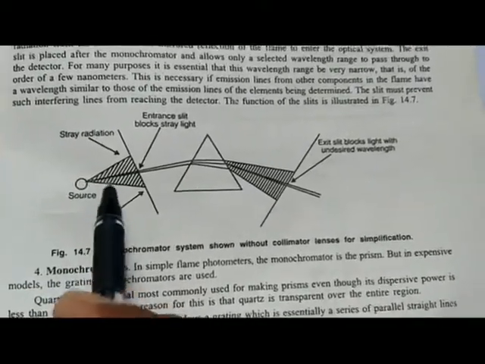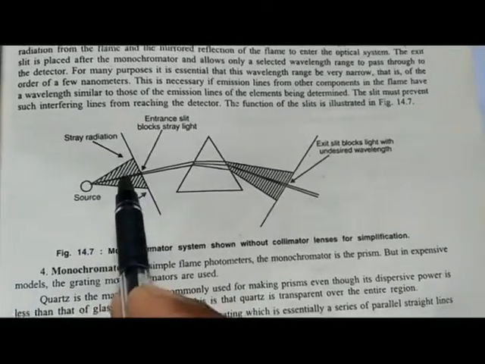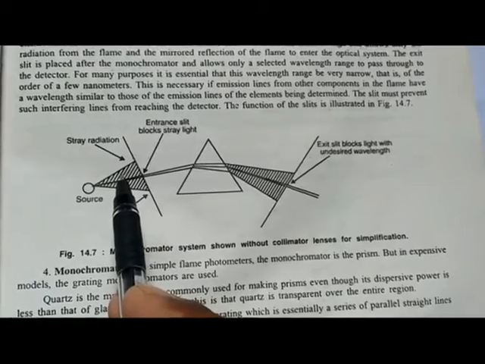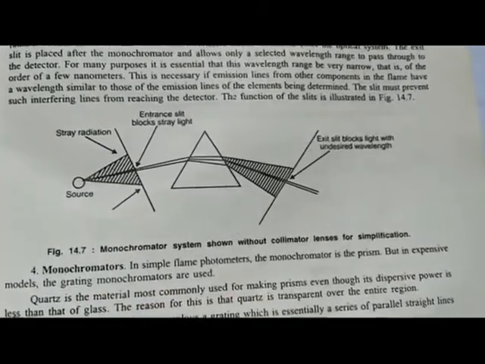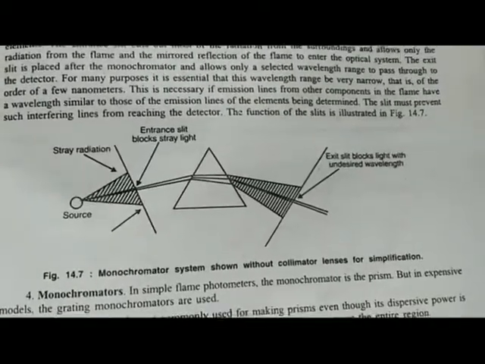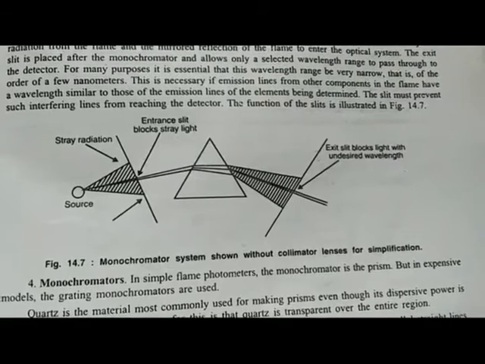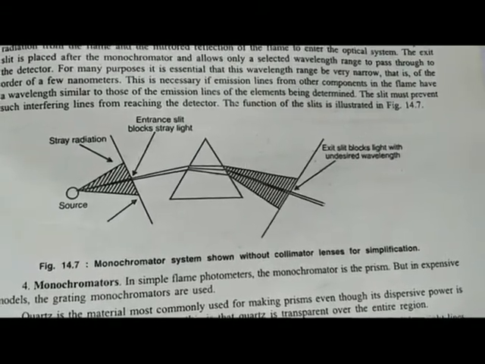So it emits the radiation. After it emits the radiation, we use the concave mirror. So the radiation comes from the flame and is emitted in all directions in space. Much of the radiation is lost.